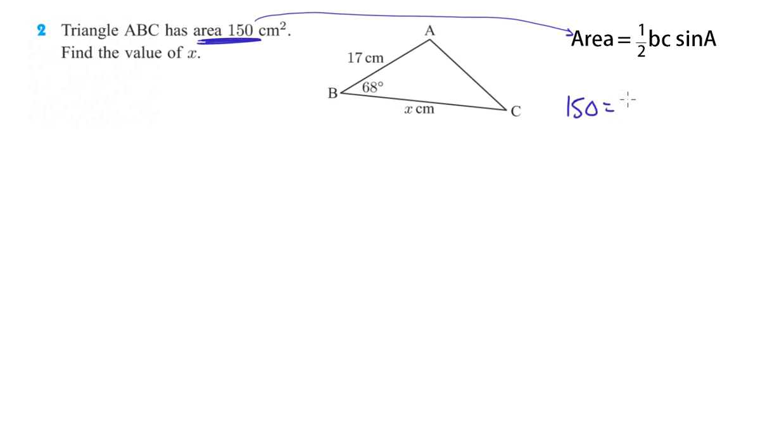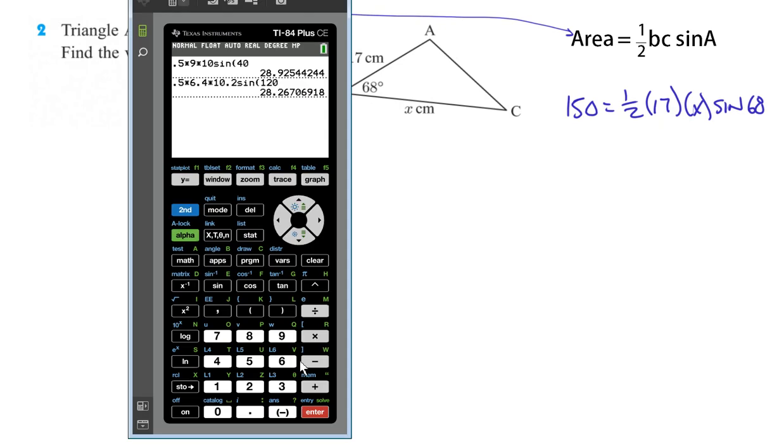So really we're going to do this. 150 is the area. 1/2 of the two sides. We know that one of them is, say, 17. And then we know the other one is x. And then we can do sine of the angle, which is 68. Okay? So here's what I'm going to do. I'm going to do 1/2 times 17 times sine 68. So we got 0.5 times 17 sine 68, right? And that gives us 7.88.